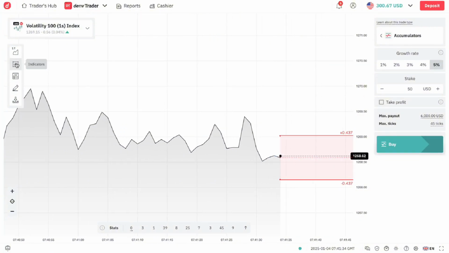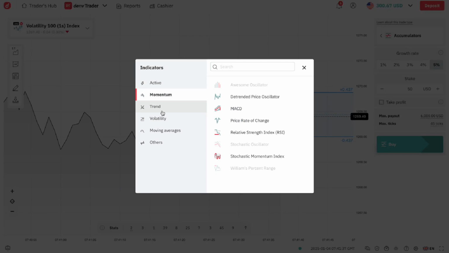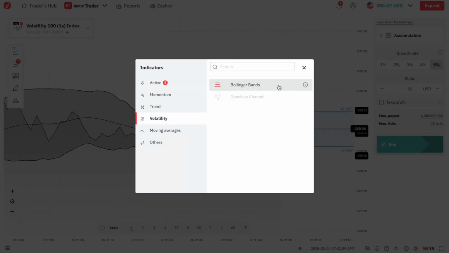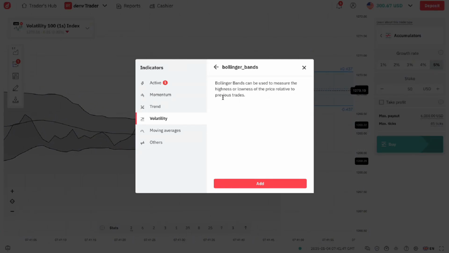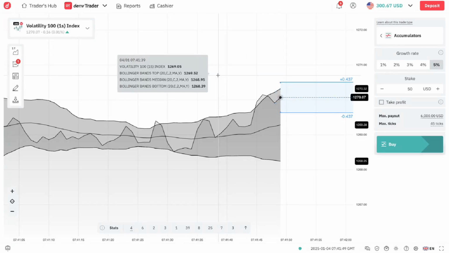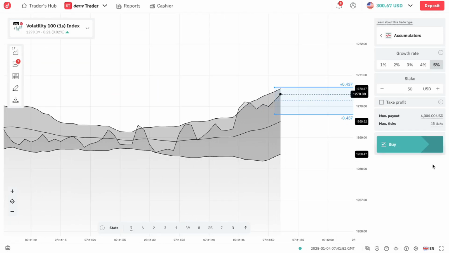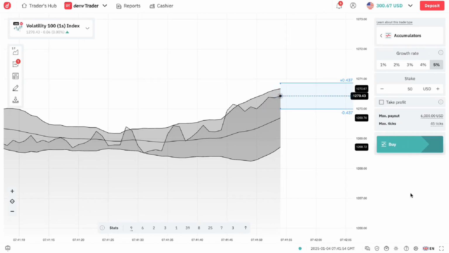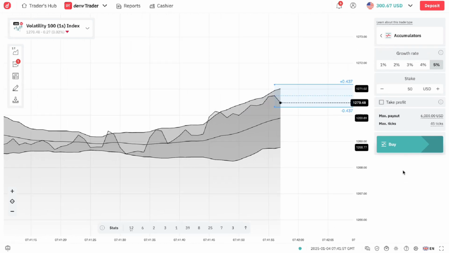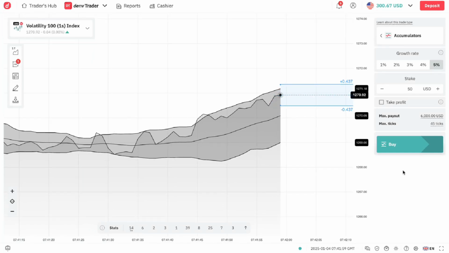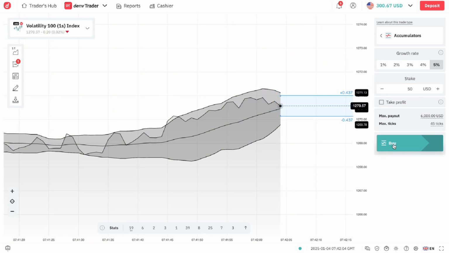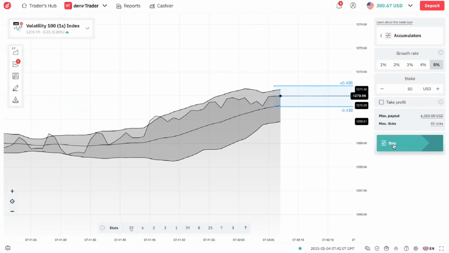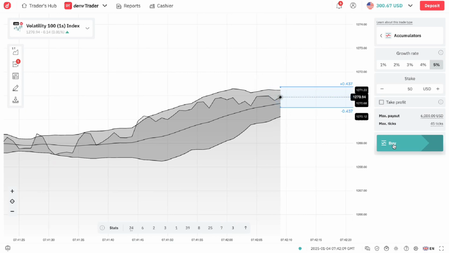So what I usually do is I come on indicators, I go to volatility, and I put Bollinger Bands. Bollinger Bands can be used to measure the highness or lowness of the price relative to the previous trades. So what I do is I wait. I'm not going to put take profit. I'm just going to wait until it breaks the Bollinger Bands, and then I'm going to go for 3 ticks. So it's going to count 3 times only. Remember, my stake is growing at 5%.